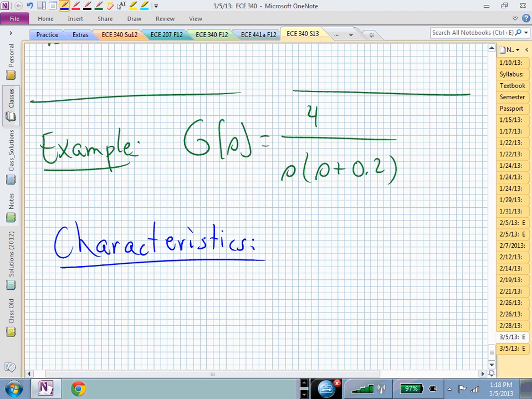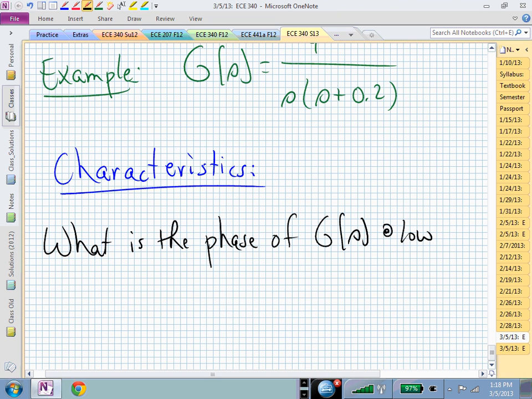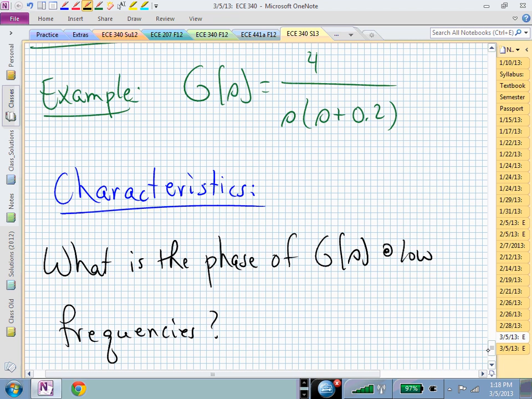For example, on the exam, I could ask you, what is the phase of this system, let's say of G of S, at low frequencies? That's a fairly general characteristic of this system. What's the phase of G of S at low frequencies? And what's the first thing you might have to be thinking about? What's low? You're thinking of frequency response, aren't you?